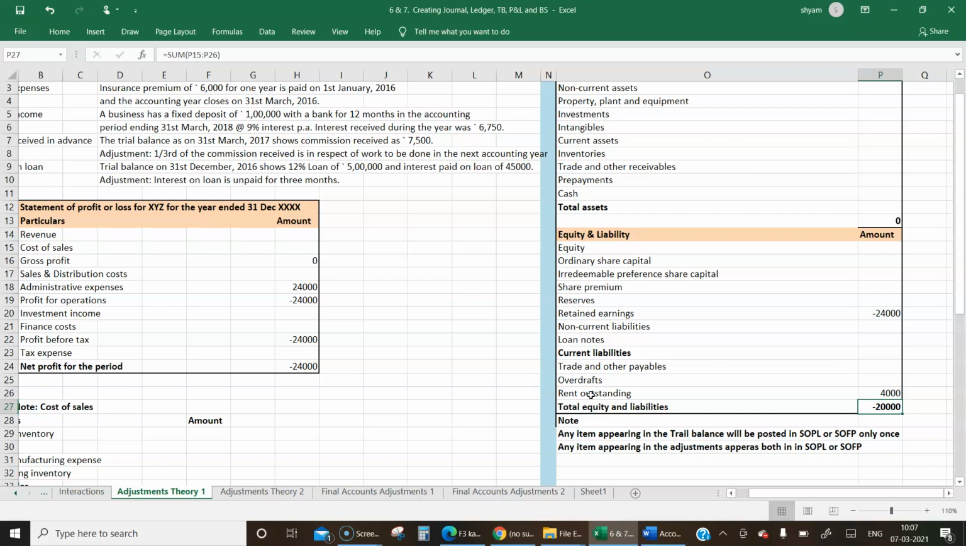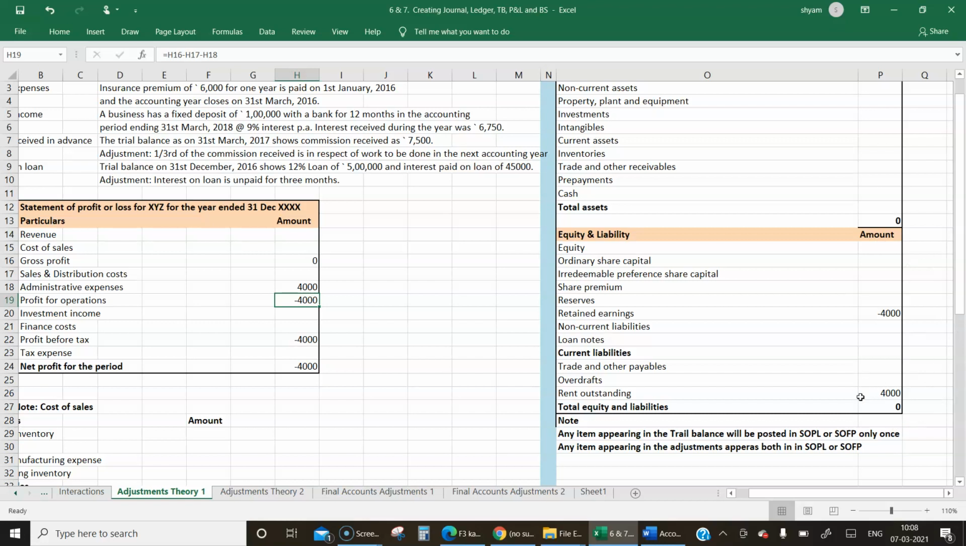But why is it not tallying here? See, it is actually tallying here. What happens is we have taken the 20,000, which should be shown only once. That's why it is not tallying. If you show only the outstanding amount, 4,000, you could see the balance sheet still tallies at 0.